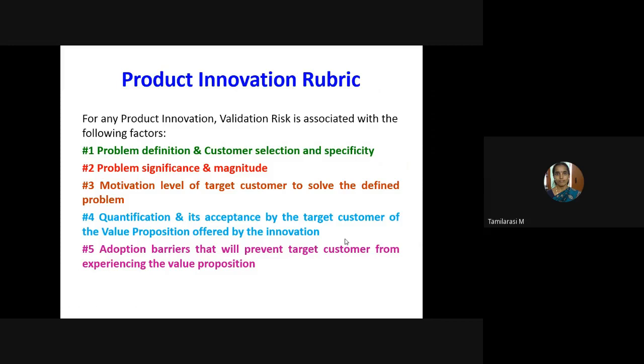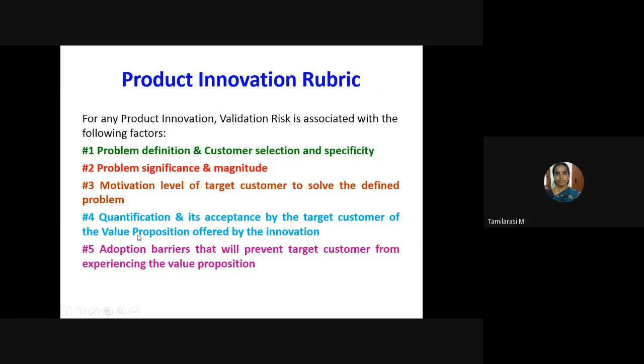Okay, if the risk level is low, then you can implement the project. It will have more scope in the market. Okay, for analyzing the risk, we are using a product innovation rubric. So there are so many things here.